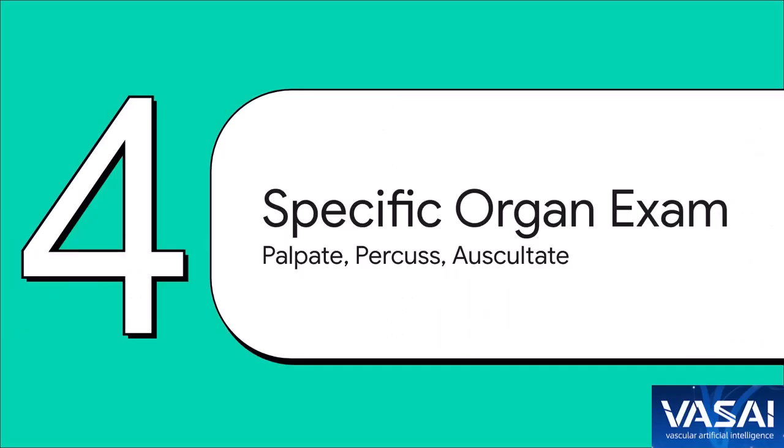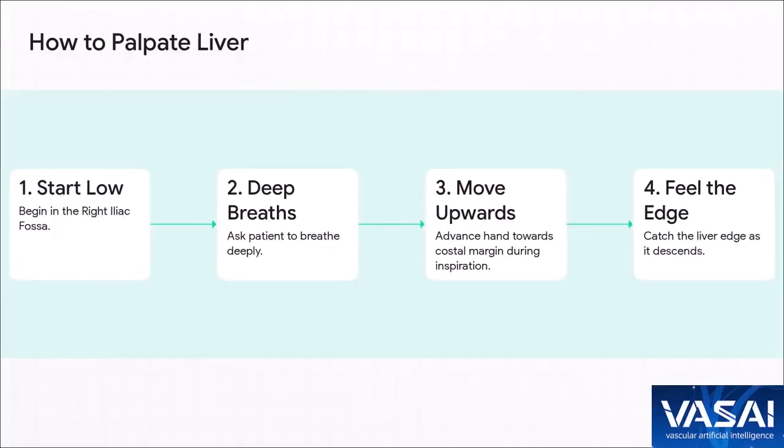With our general palpation complete, we now focus our techniques. It's time to get specific and assess the size, shape, and texture of the major abdominal organs. To palpate the liver, you have to start low, way down in the right iliac fossa. Why? To make sure you don't miss a massively enlarged liver. If you start too high, you'll be on top of it and won't feel the edge. So start low, ask the patient to take deep breaths, and as they do, gently press upwards and inwards. You're trying to catch the liver edge with your fingertips as it descends on inspiration.